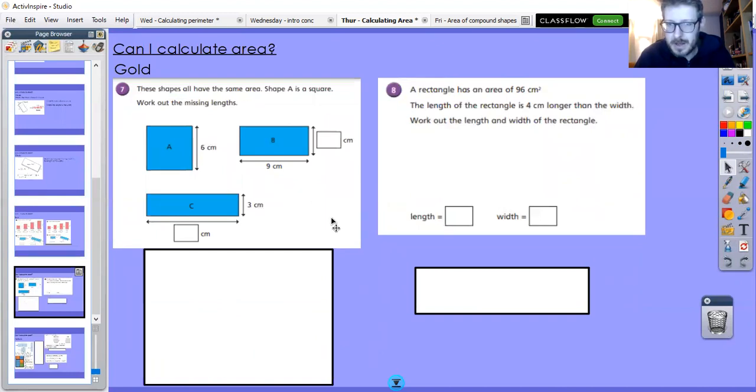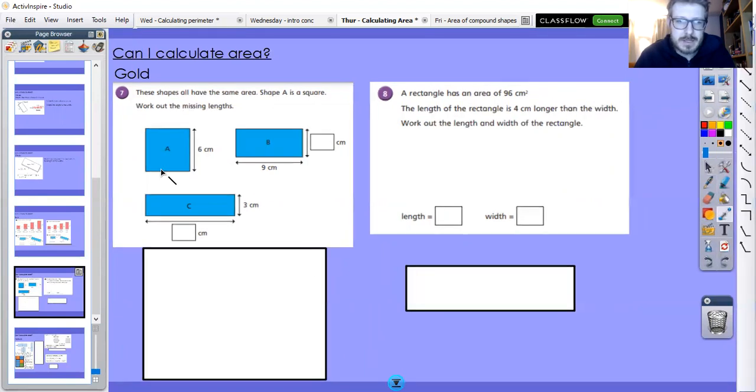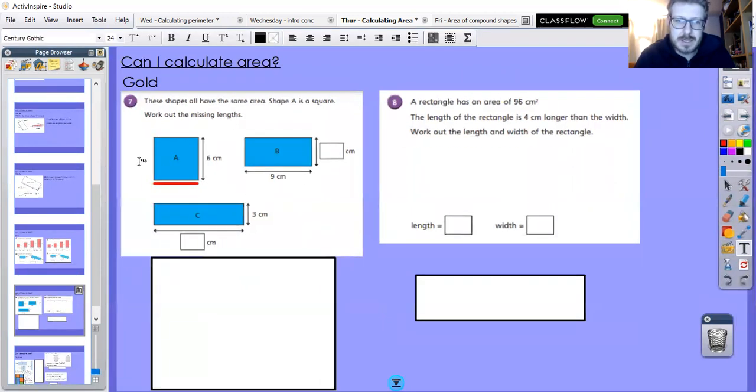So pause the video again and have a go at these. Okay, so these shapes all have the same area. Shape A is a square, and we need to work out the missing lengths. So what we know is that it's a square, which means all of these lengths are 6 centimeters. And we know then that 6 times 6 is 36. So we know that the area is 36 centimeters squared, which means the area of these two are 36 centimeters squared as well.